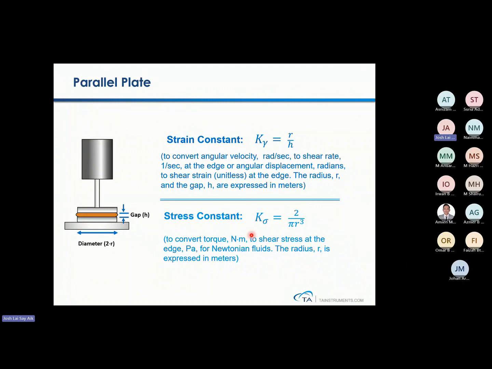But for parallel plate, remember you have a strain and stress constant in place. This is how we calculate the stress and strain constants. Typically, you need the radius and also the sample height. So for parallel plate, remember, you need to specify your sample height. It can range from 2 mm all the way down to 0.5 mm, but by default, it's always 1 mm, equivalent to 1000 micron.